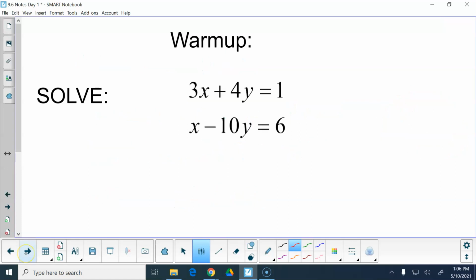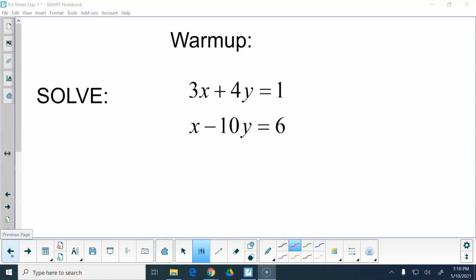So here is where we'll start today. Please solve this system of equations. It does two things for us. One, it gets our brain thinking about systems of equations. And two, it gets us thinking about our final, which is coming up later this week. So talk to me. How'd we do?